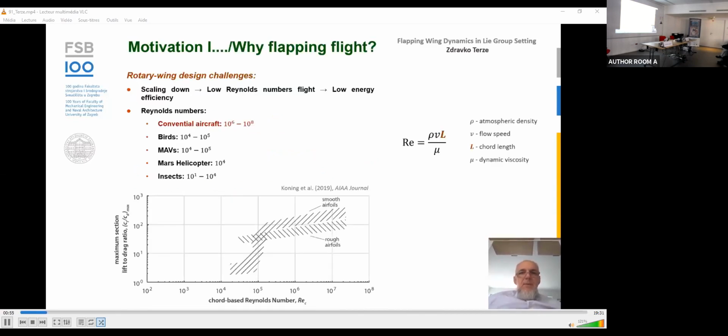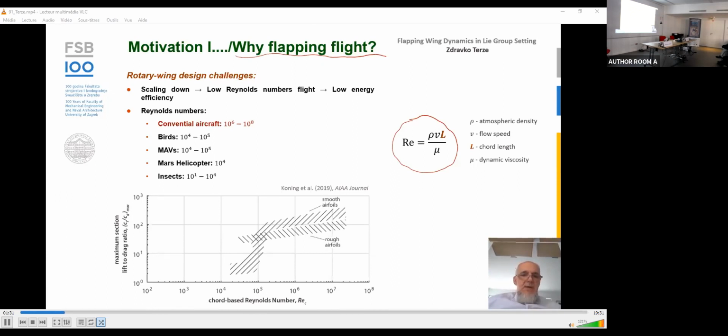So, why should we design flapping fly systems? As we all know, rotary wing technology is prevailing technology today in the context of UAVs, unmanned aerial vehicles, so-called drones. However, if we scale down the geometry of such a vehicle in order to design small aircraft, we enter the realm of low Reynolds number flight regime. And in such a regime, aerodynamics of rotary wing deteriorates significantly.